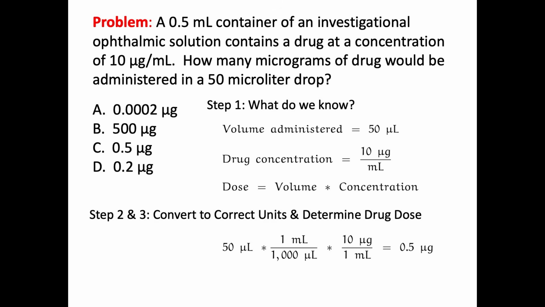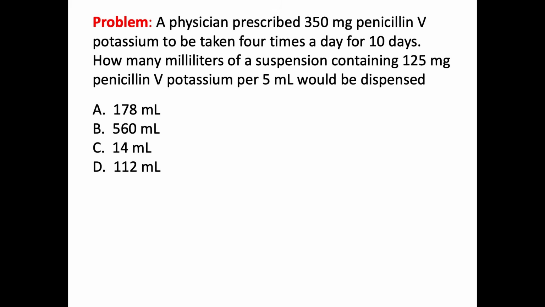So we start with 50 microliters, but we first have to convert the microliters to milliliters. As a reminder, there's 1,000 micro in a milli. So we're going to multiply by 1 milliliter over 1,000 microliters so that microliters cancel, and now I'm in milliliters. Now I can multiply by my concentration of 10 micrograms per milliliter. Milliliters will cancel, and my final value will be in micrograms. If you do that math all the way across, your final number would be 0.5 micrograms as the correct answer. And we're ready for our last question, which is a little bit trickier.